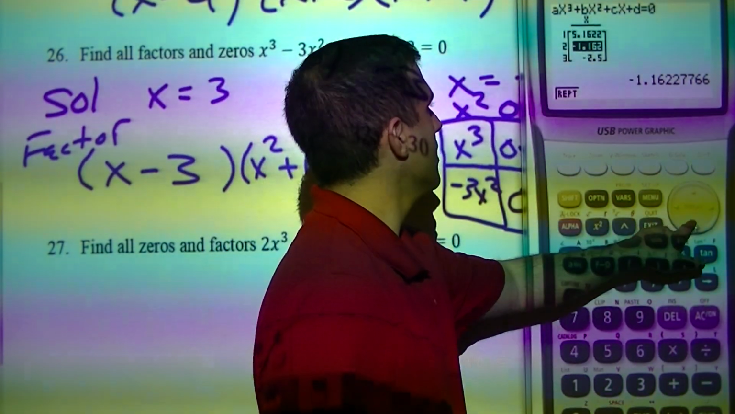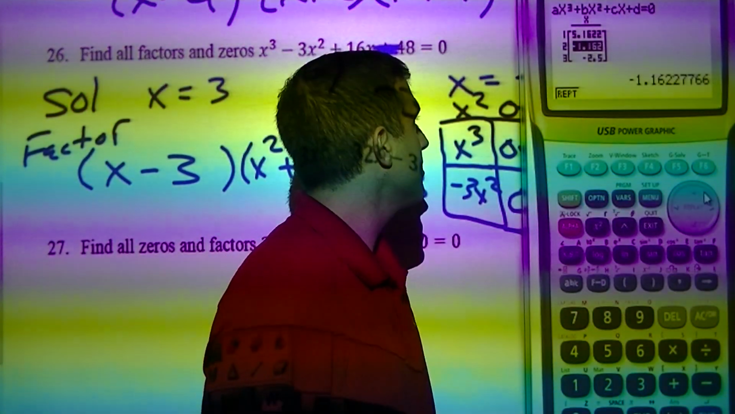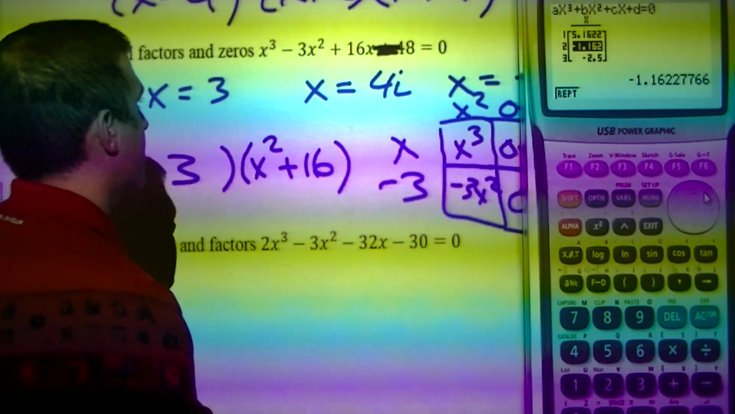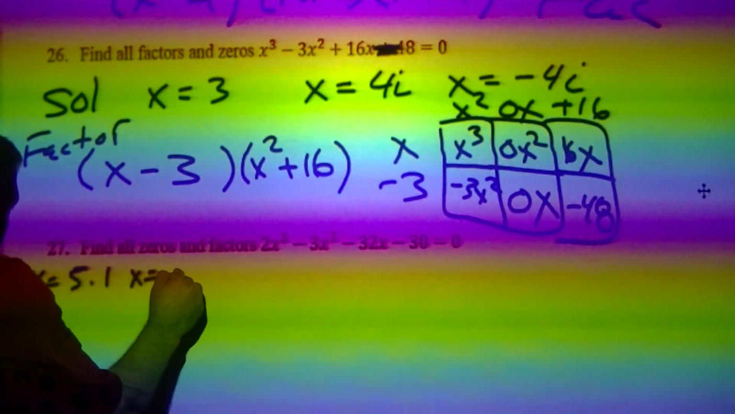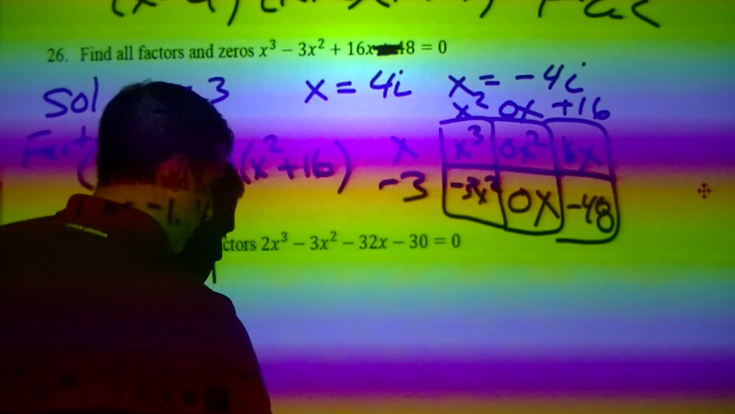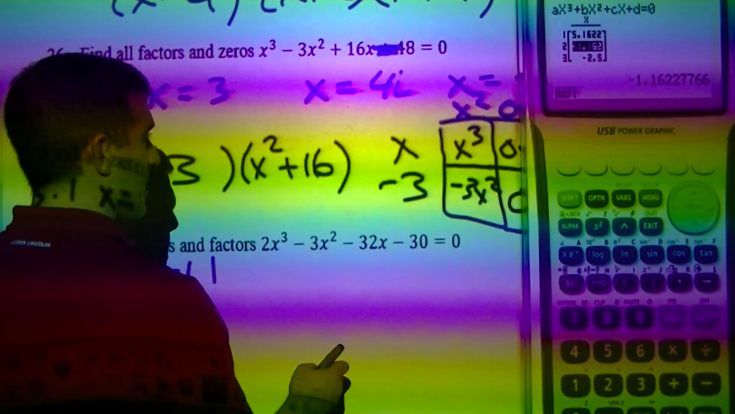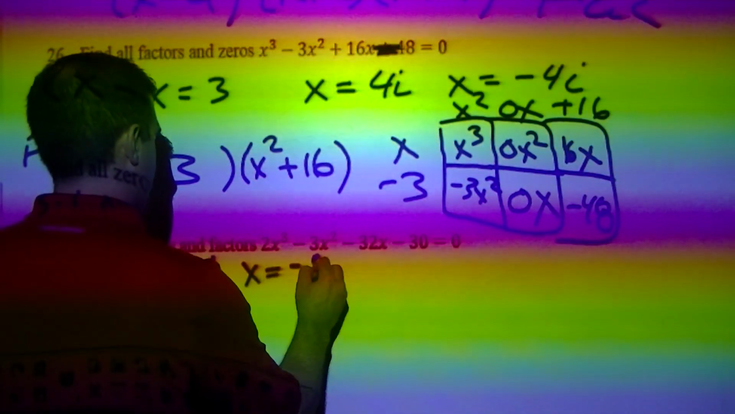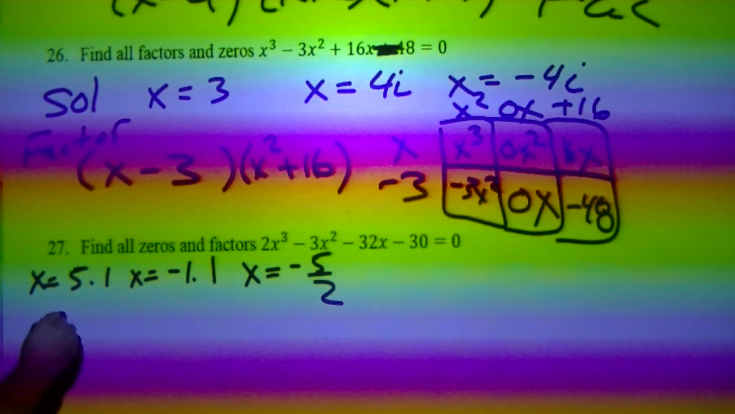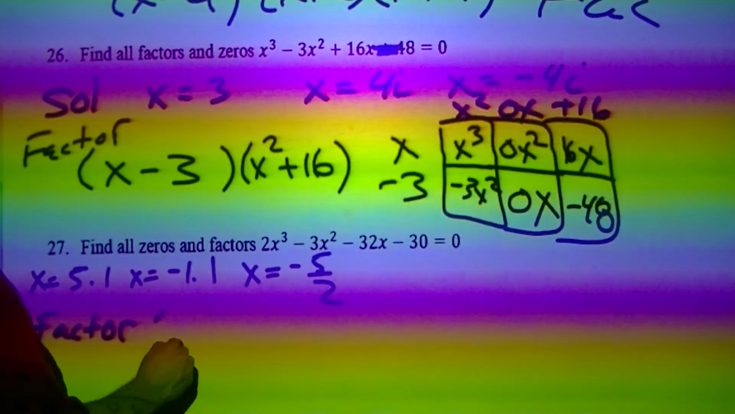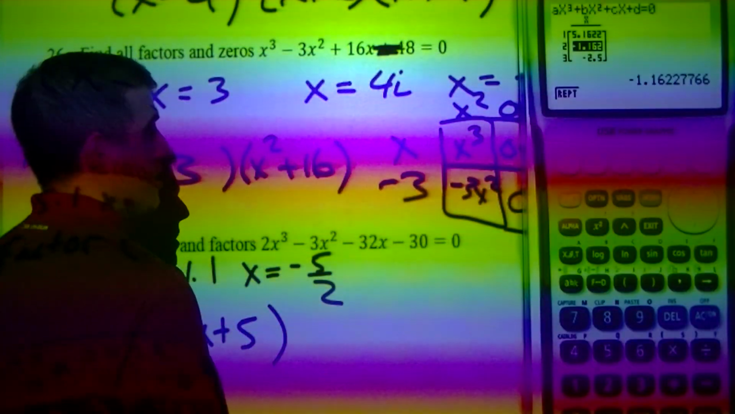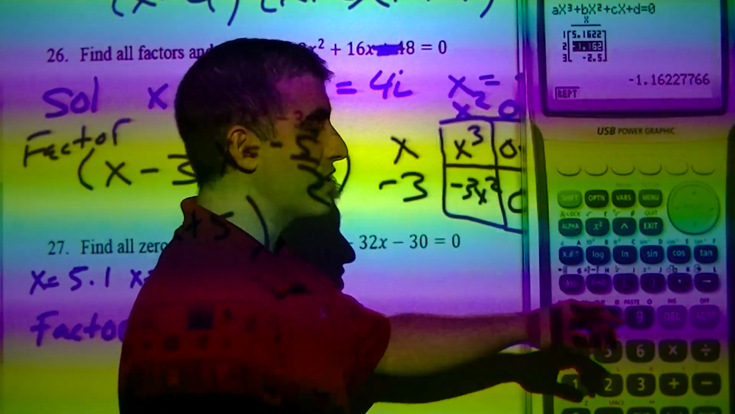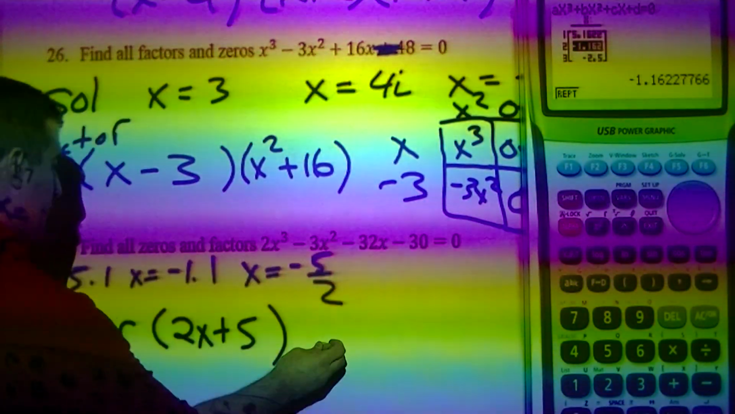Okay, so now, here are my zeros. My zeros are 5.1, negative 1.1, and also, I've got a nice one of x equals negative 5 halves. Now, for a factor, that's going to be 2x plus 5. These, since they were non-fraction decimals, I've got to do division to figure that out.